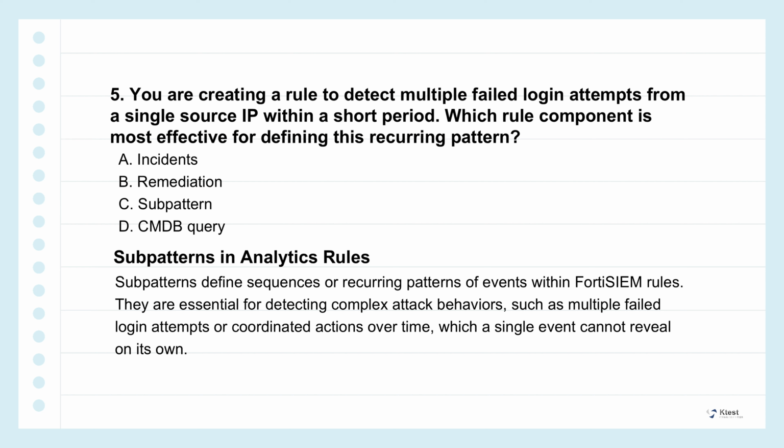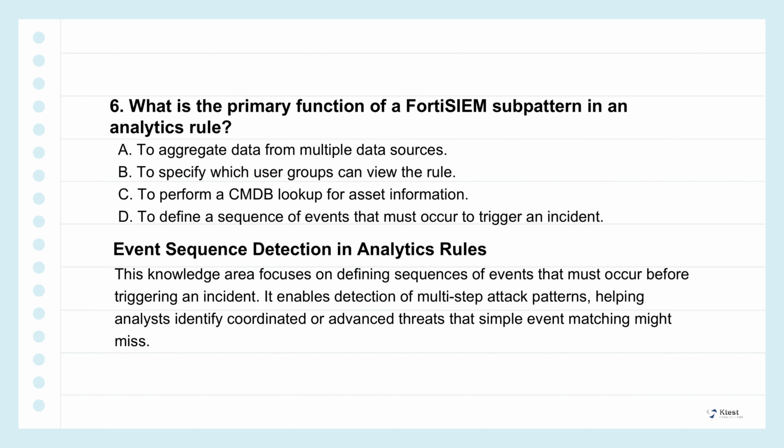Right. So you need a way to define that specific pattern. Multiple failures, same source, short time frame. That's where the sub-pattern component in an analytics rule comes in. A sub-pattern. Okay. It's designed specifically to define those recurring or sequential conditions. It lets you specify the exact chain of events, maybe event A followed by event B, or event C happening 5 times in 60 seconds from the same source that has to occur before an incident is triggered.